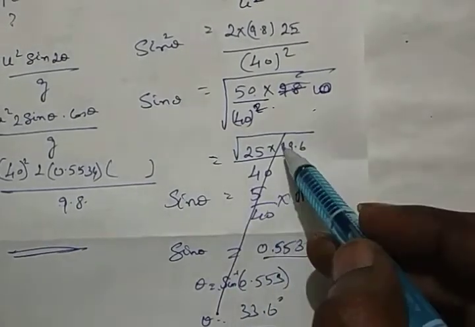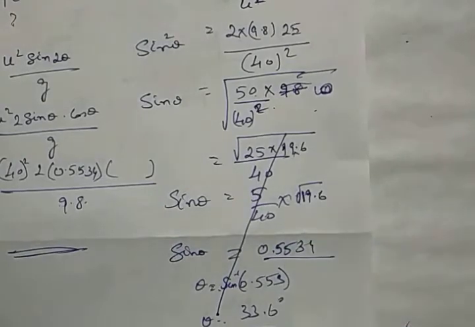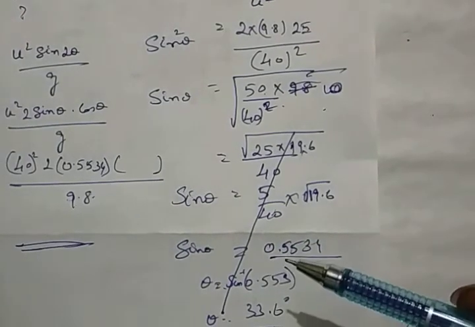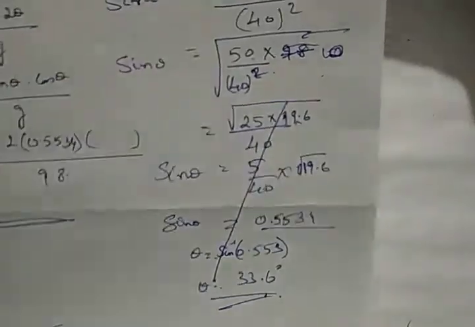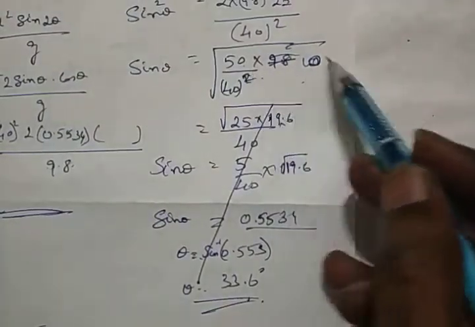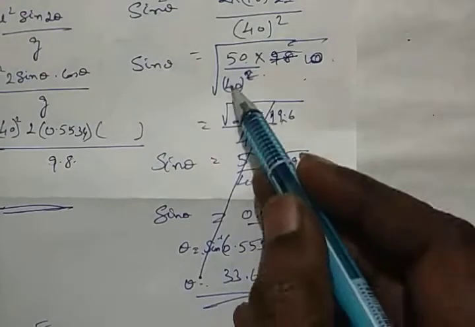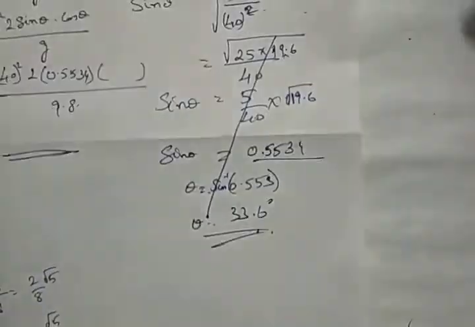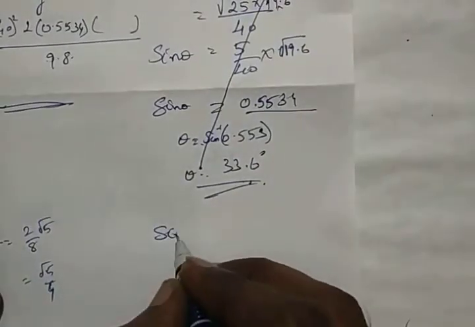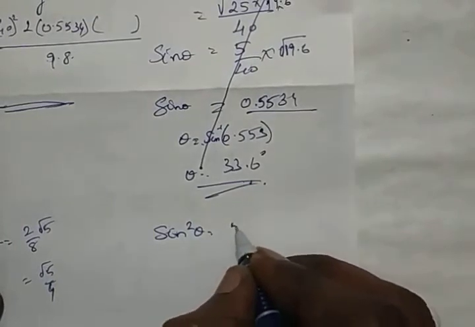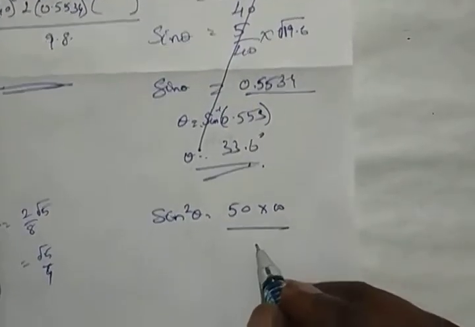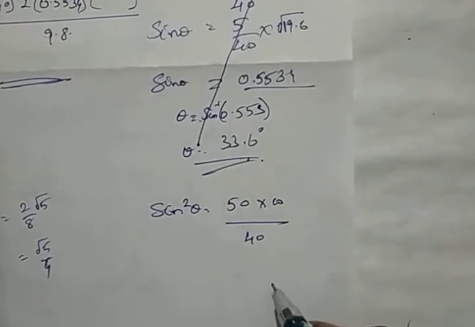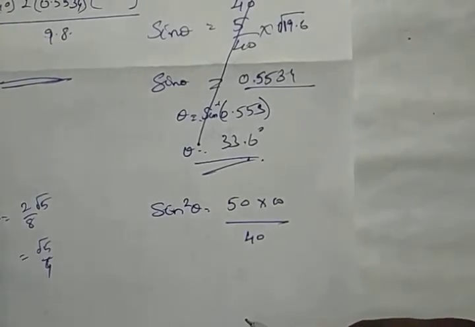Even though you have written this one, this is the way it has to be written. I am just going for an alternate method to look at the calculation, whether there is any way to do it simply. 50 and 10 upon 40 square, how will it look? So it is sine square theta into 50 into 10 upon 40 square.